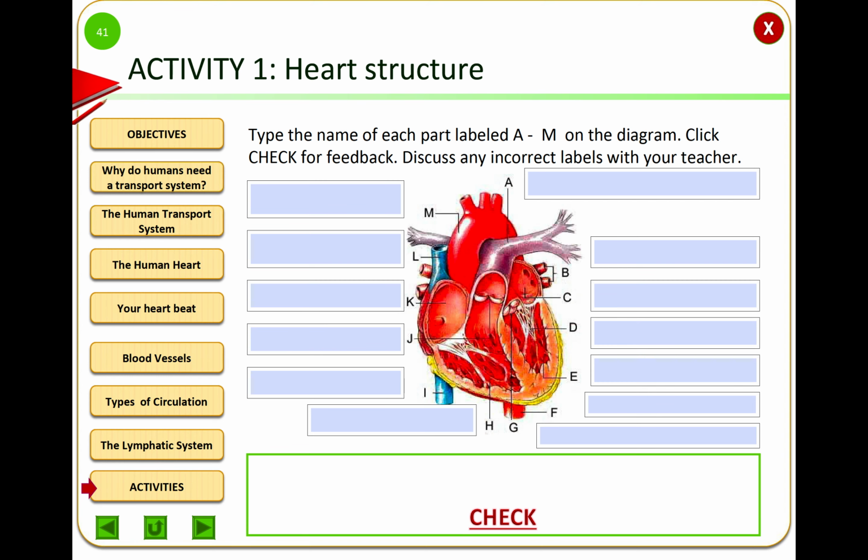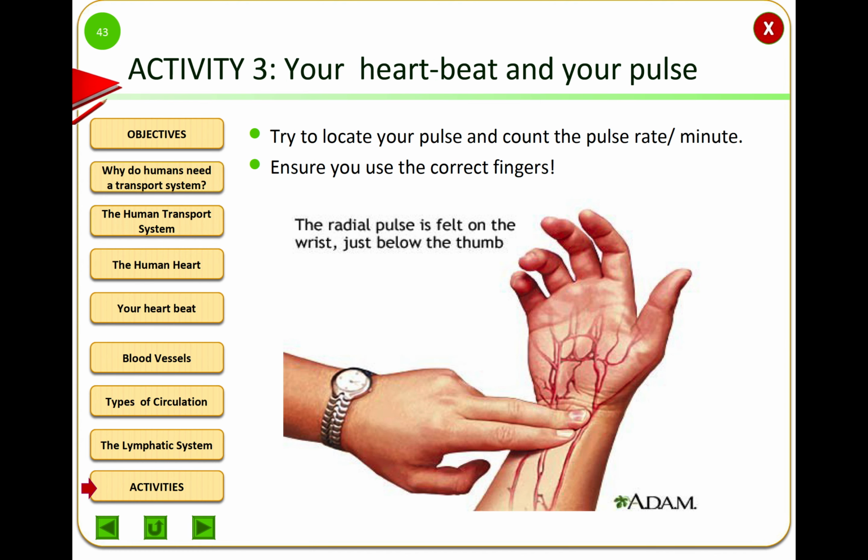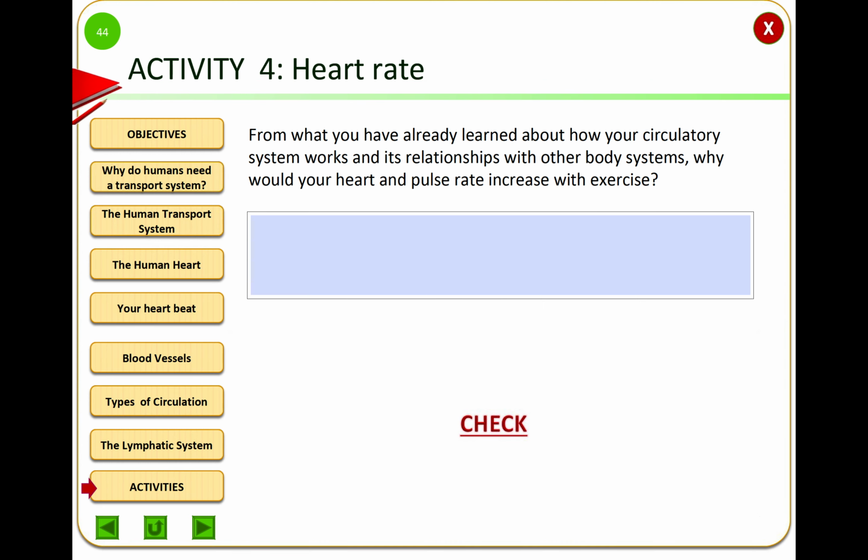It gives you the important parts of the heart. Also, the second one speaks about how the blood moves inside the heart, how they work, and also blood vessels. You can also do this activity to find the heartbeat of your body, to collect it and check whether your heart rate is normal or not.